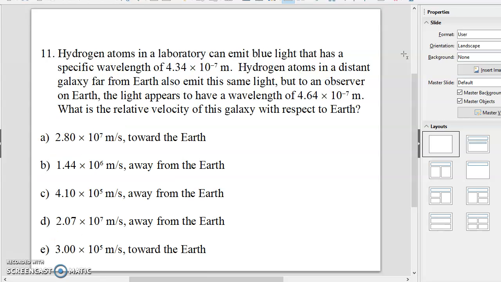Number 11. Hydrogen atoms in the laboratory can emit blue light that is a specific wavelength, 4.34 times 10 to the minus 7th meters. Hydrogen atoms in a distant galaxy far from Earth also emit the same light, but to an observer on Earth, the light appears at a wavelength of 4.64 times 10 to the minus 7th meters. What's the relative velocity of this galaxy with respect to Earth? When you work out those equations, it turns out to be 2.07 times 10 to the 7th meters per second away from Earth.